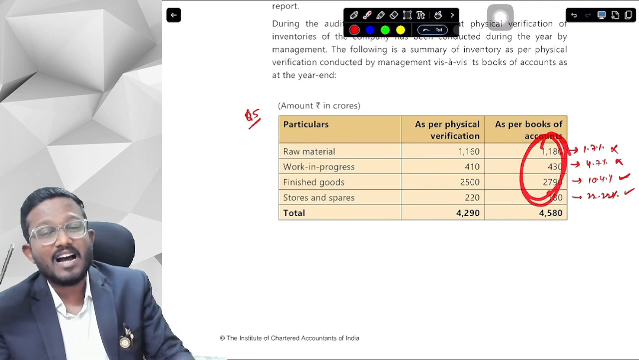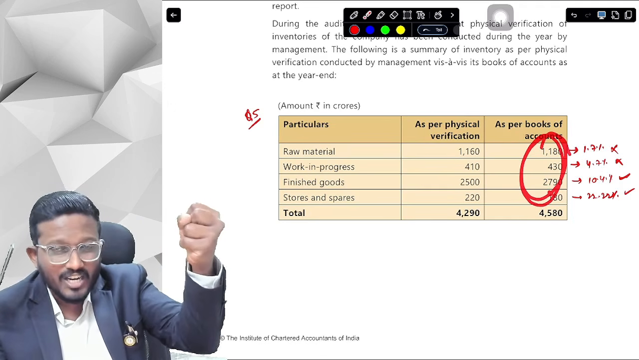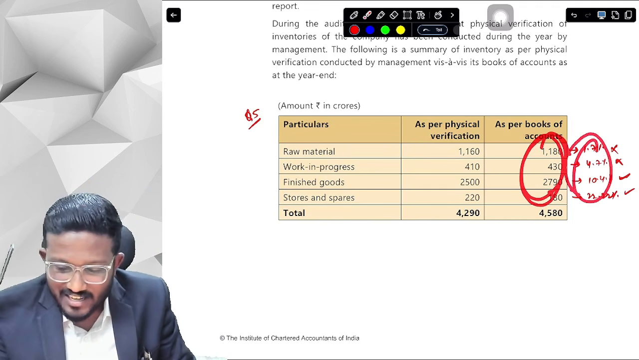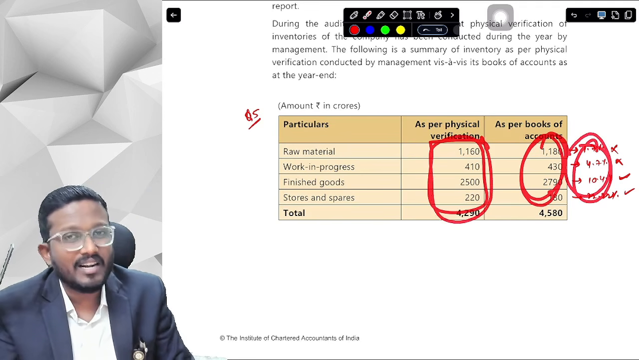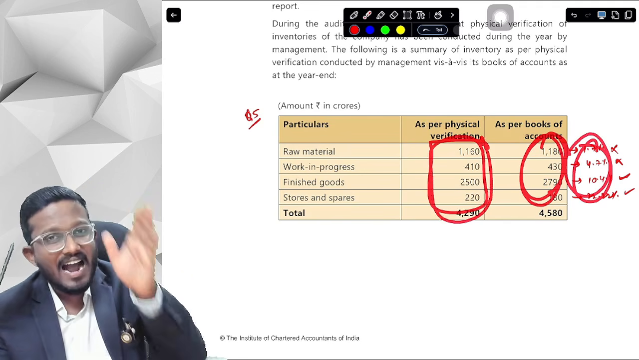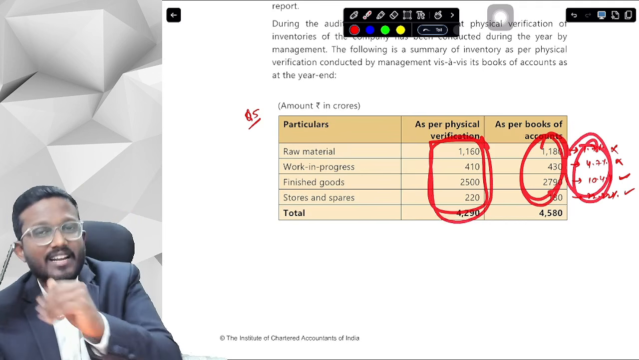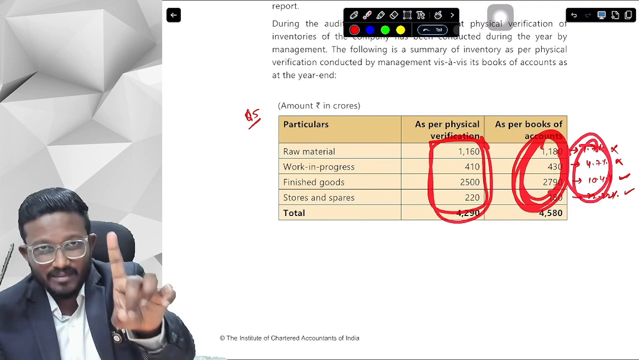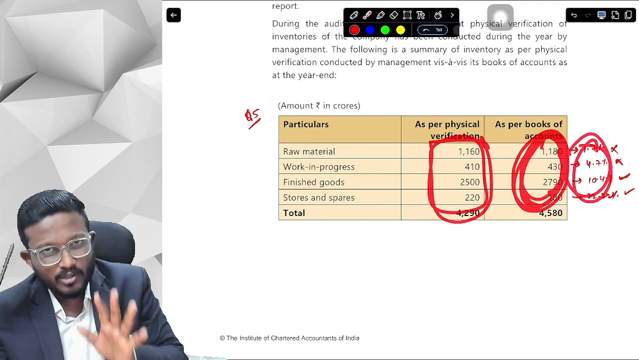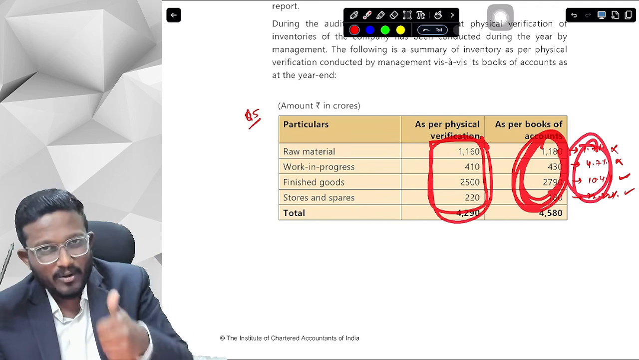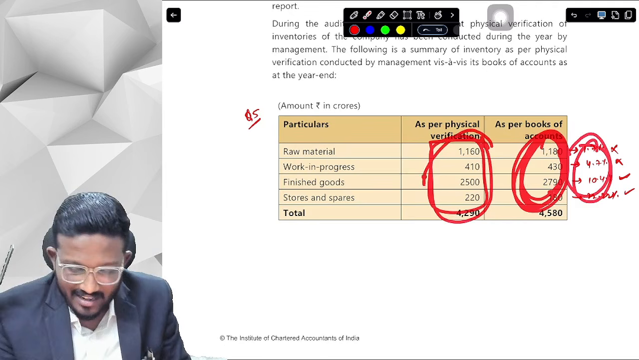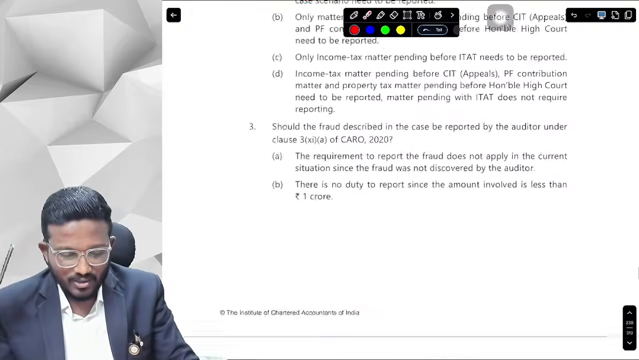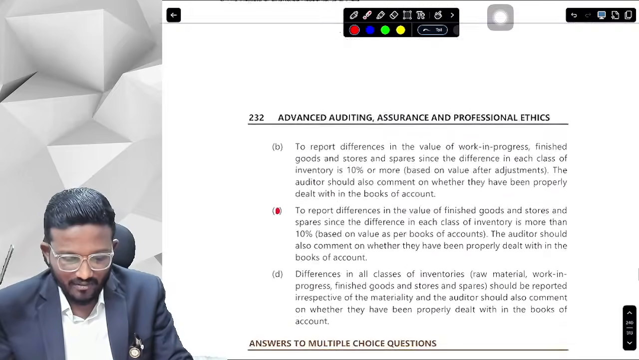But when the question is descriptive, then as a first alternative, you have to give the percentage change taking physical verification as the denominator, and as a second alternative, you can take the denominator as books of accounts. While calculating with MCQ, you have to take the denominator as per books of accounts, but in a descriptive question, you have to take the first denominator as physical verification, then second as books of accounts. Okay, yes sir.